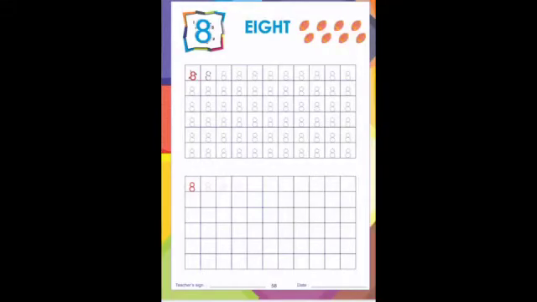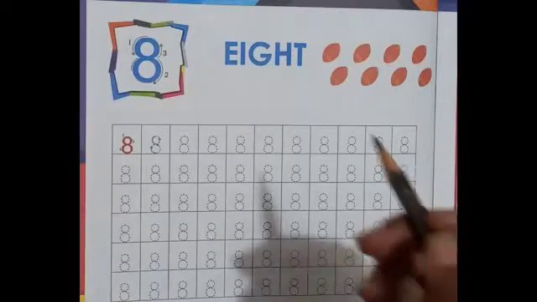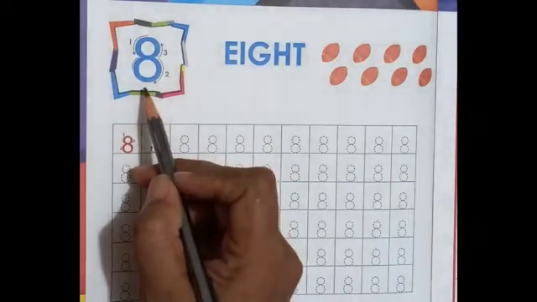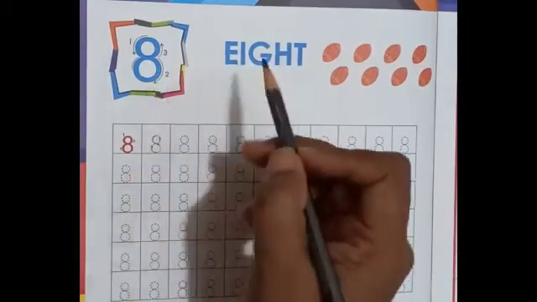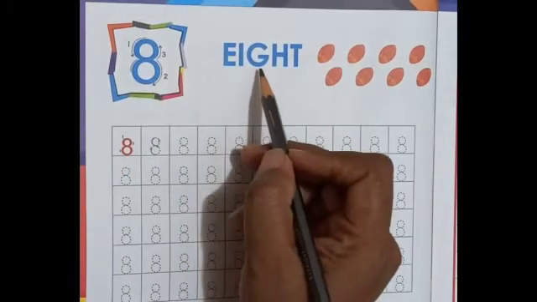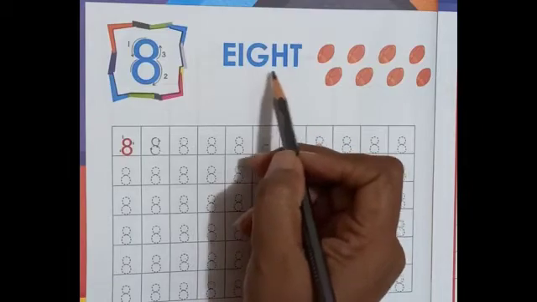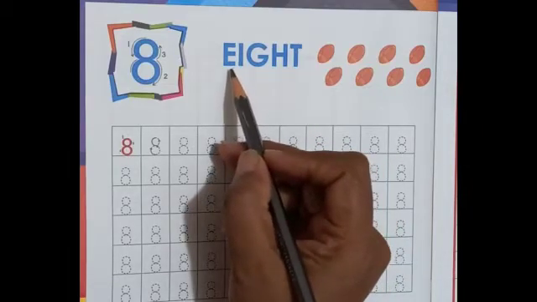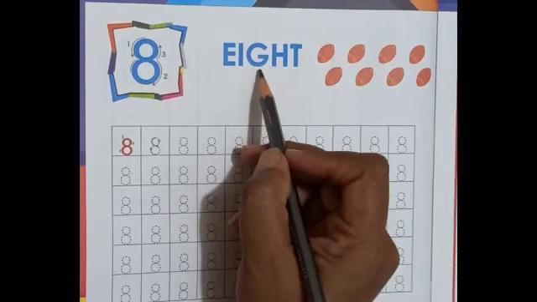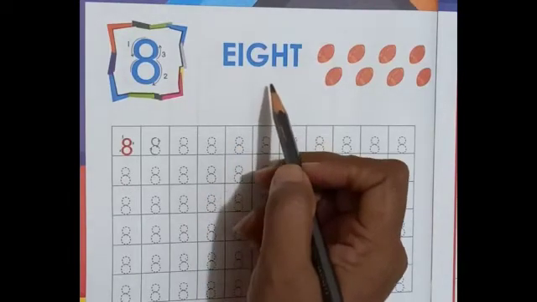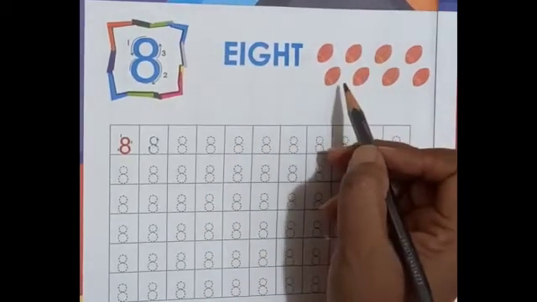Children, today we are going to learn how to write number 8 in your maths class workbook, page number 58. Children, here is number 8. E-I-G-H-T, 8. Again, E-I-G-H-T, 8.